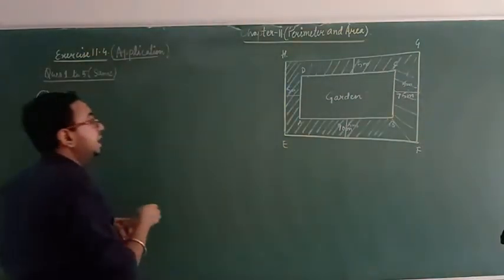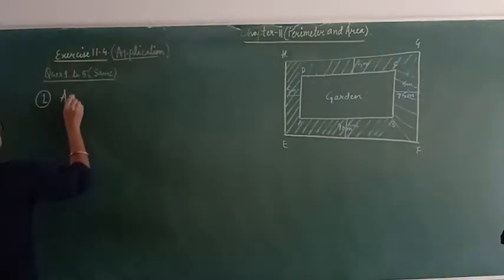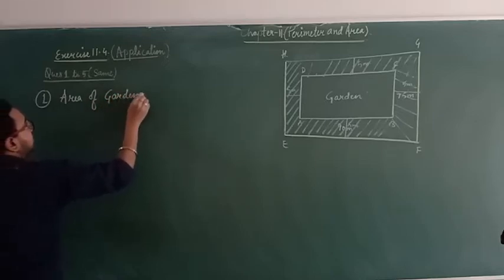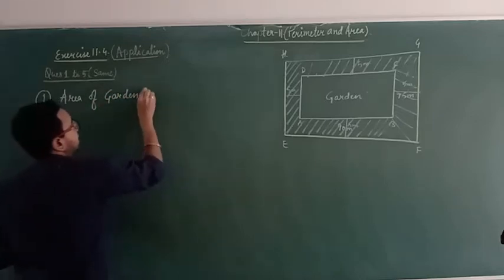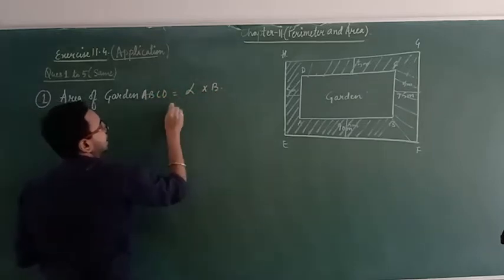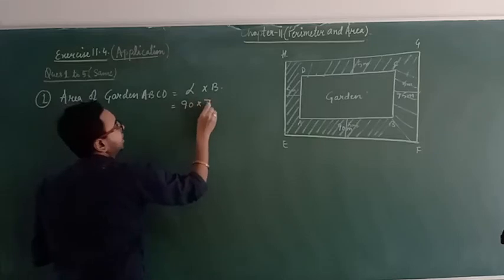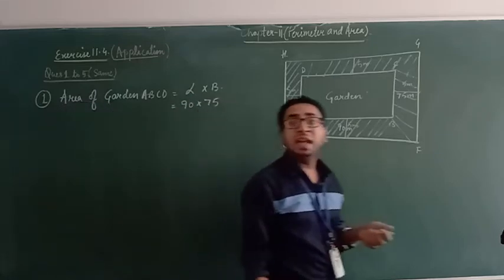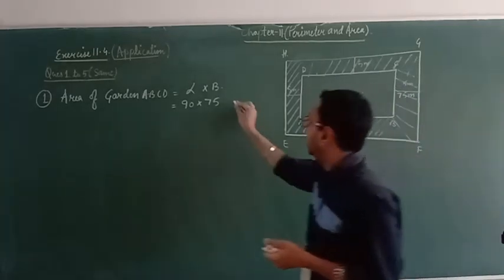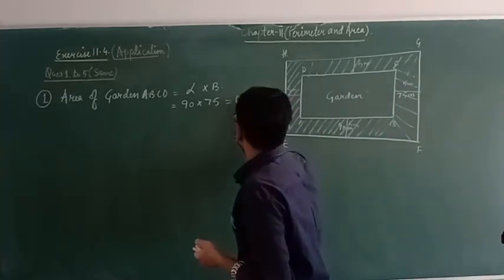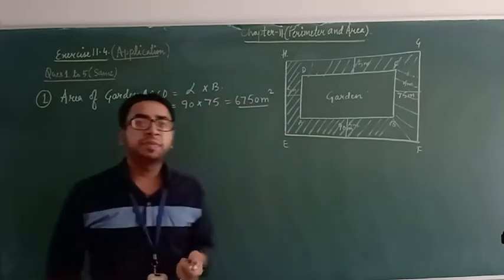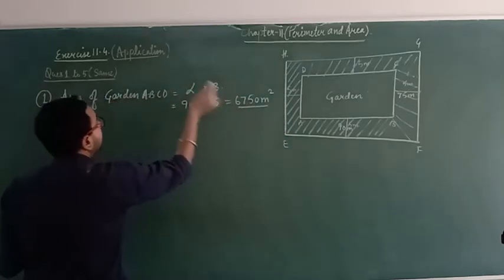So area of garden ABCD is length into breadth, that is 90 into 75. Yes or no? What is 90 into 75? It is 6750 meters square. But the thing is, we have to find in hectares.